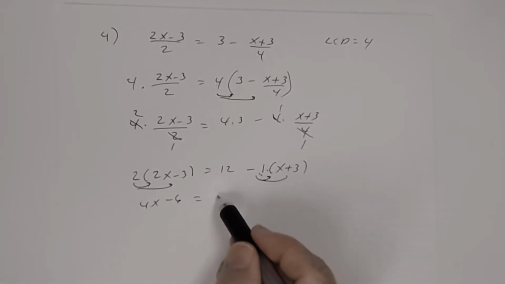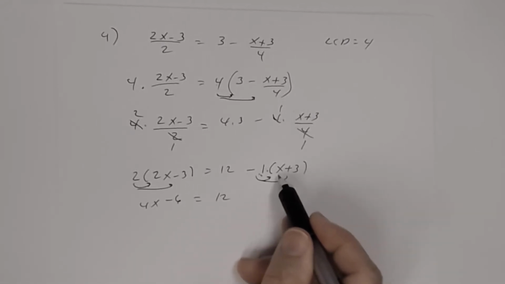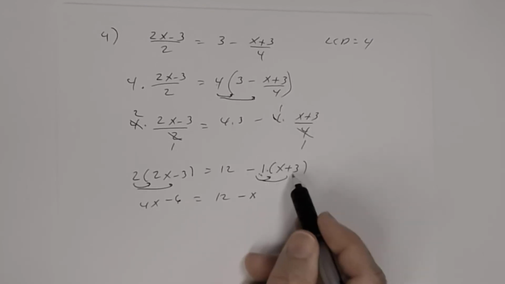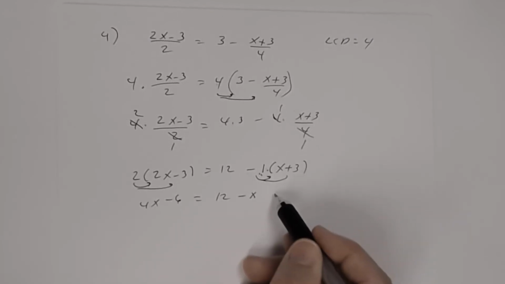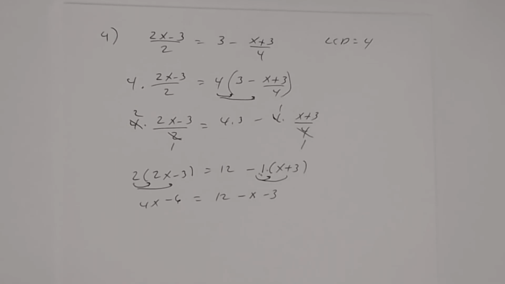All right, so I get 12. A negative 1 times x is a negative x. A negative 1 times a positive 3 is a negative 3. So that's where I'm at. So we're getting to the point where I can find my solution.